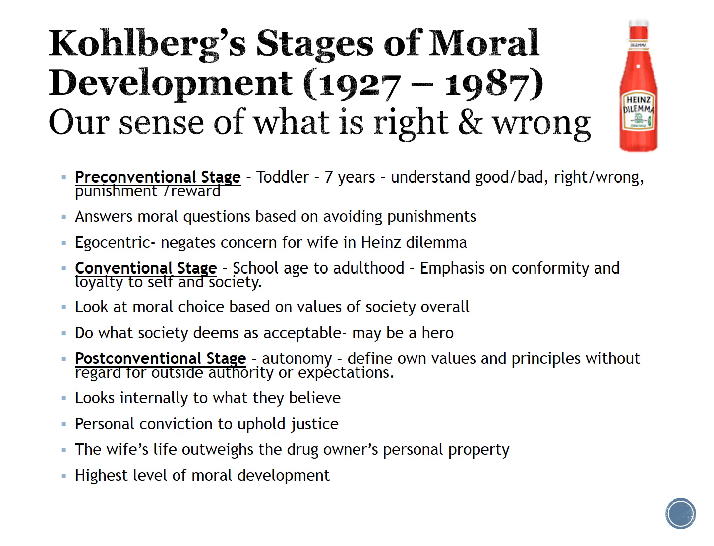The first stage is the pre-conventional stage, where people answer moral questions based on avoiding punishment. It's really quite egocentric, and it doesn't have concern for other people. As development happens and people grow, hopefully they will reach the conventional stage. This is where they would look at moral choices based on the values of society overall. They look to see what society deems as acceptable, and if they do so, they may even be considered a hero. The final stage that Kohlberg developed was the post-conventional stage.